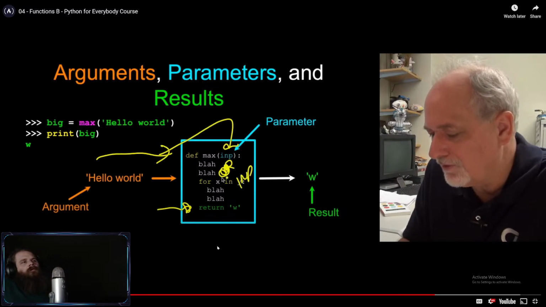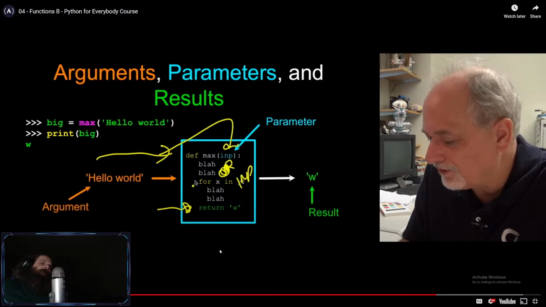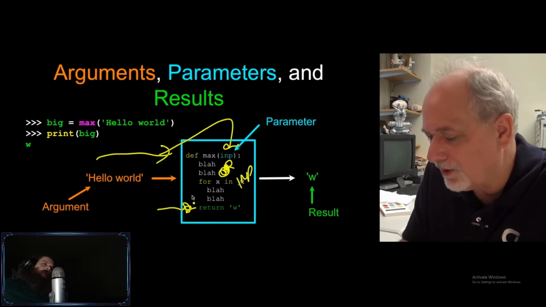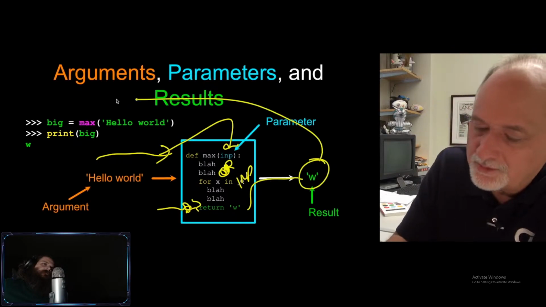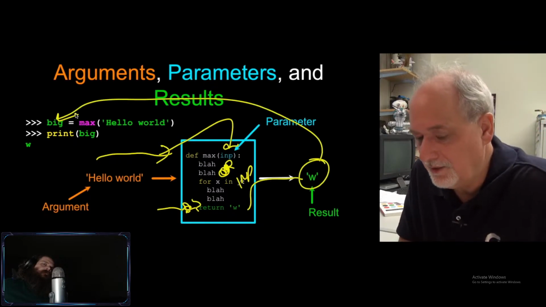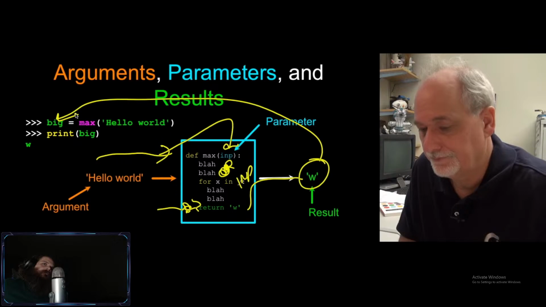It's going to loop over and over into imp, and then at some point it's going to figure something out and tell us what it wants to send back to us with a return statement, and so the W comes back and gets assigned into big.